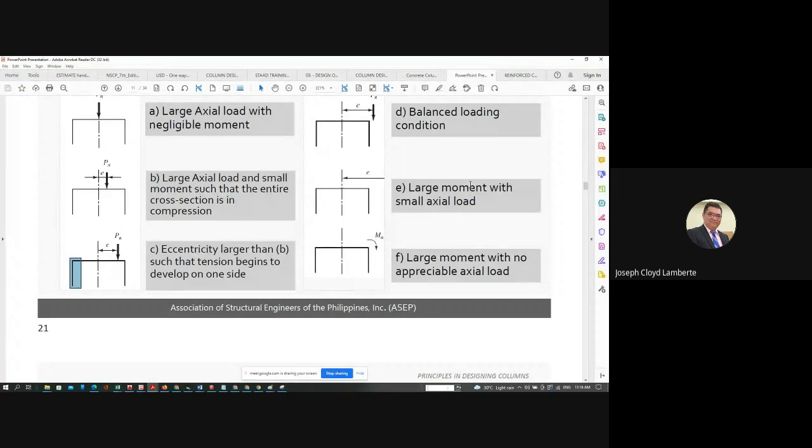Fifth is large moment with small axial load. So it is like a beam. And then large moment with no appreciable axial load. Because of the size of the moment, the axial load becomes insignificant. It is already just like a beam.